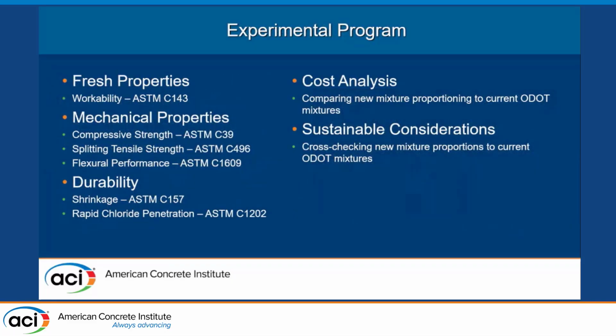Now, this is the program we use, checking for workability, compressive strength, splitting. Everything's standard here, except it might be noted that we are looking at flexural performance instead of flexural strength. That's because we're going to look at more factors than just modulus of rupture: some residual strength, and then toughness.